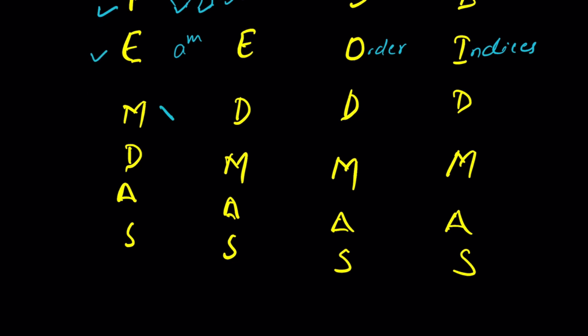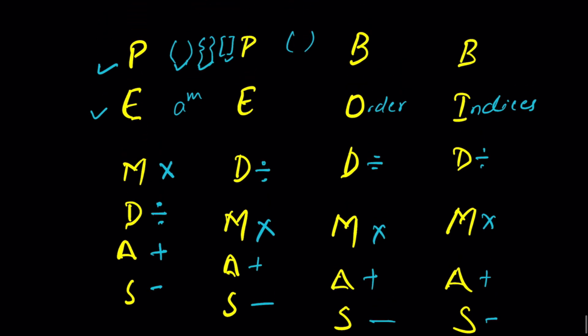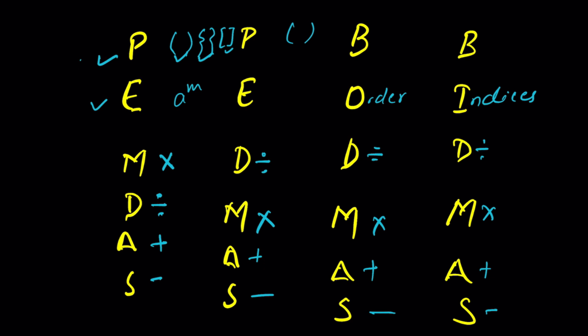Then comes multiplication, division, addition, subtraction. Now you can follow PEMDAS or PEDMAS or BODMAS or BIDMAS. The only thing you have to remember is that multiplication and division are grouped together and they are solved from left to right, whichever comes first.